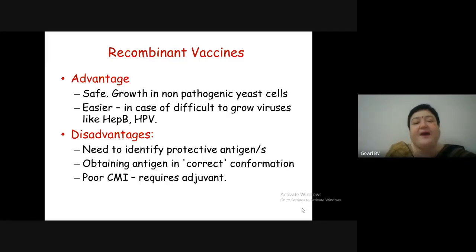So viral antigens or surface antigens are larger in number. So you need to identify first the antigen that gives protection to human beings. Identification is the first part; you cannot call it a disadvantage, but you need to work a lot for this. You need to identify the protective antigen and obtain the antigen in the correct configuration and conformation.